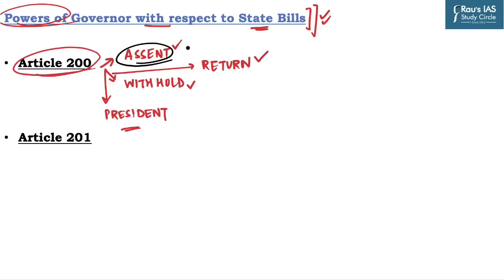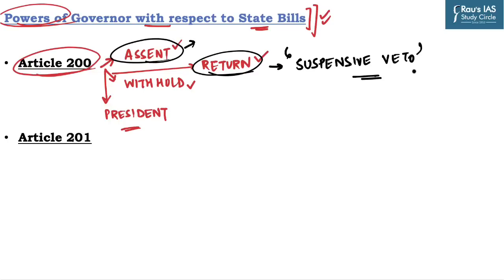If he gives the assent, then the bill becomes an act. And if he returns the bill for reconsideration by the state assembly, then the state assembly has to reconsider it. And if the state assembly passes the same bill again to the governor, then he has to give assent to that particular bill. This power of the governor is known as suspensive veto. The third one is withholding the assent. If the governor withholds his assent, then that particular bill is dead and does not become an act. The fourth one is if he reserves the bill for the president.